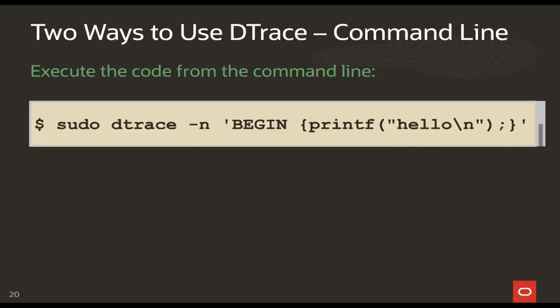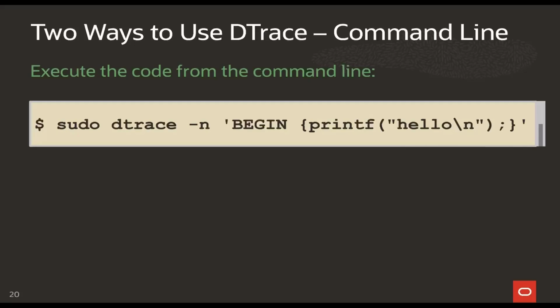There are two ways to use DTrace. There's the command line way that I'm showing here, where you put your DTrace commands at the command line, sudo dtrace -n, and then whatever you want to do with DTrace is followed next. For example, here I'm using the so-called BEGIN probe that I will explain later, and all it does is a simple print statement, and that will work. That's a valid DTrace program.